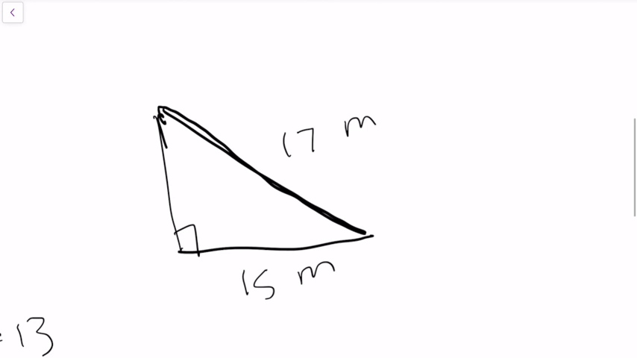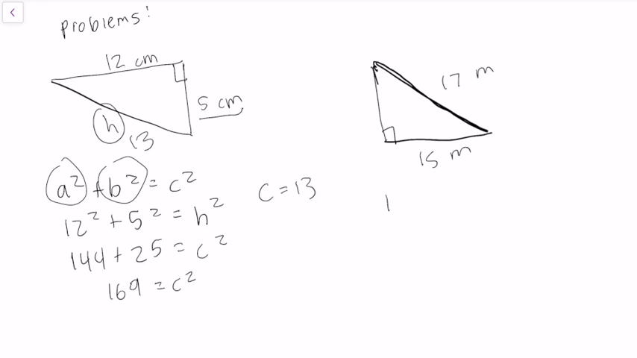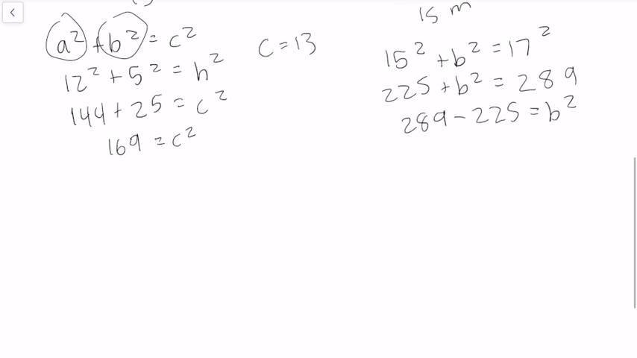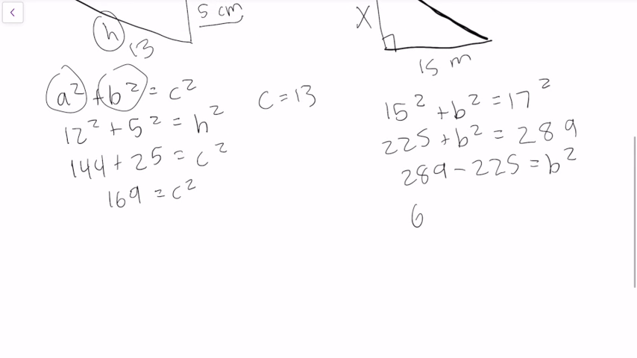Alright, our next problem, you're going to do first and then we'll check. We have one side, but we're trying to find this side. 15 squared plus b squared equals 17 squared. 15 squared is 225 plus b squared equals 289. 289 minus 225 is b squared. 289 minus 225 is 64. So to find b, we have to do the square root of 64, which is 8.